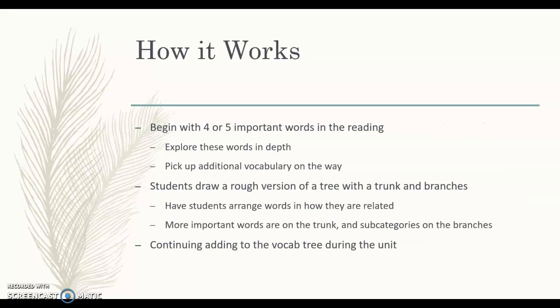So, how it works. We'll start by beginning with 4 or 5 important words in the reading, and these will go on the trunk of the tree. These will be words that we'll explore in depth, and we'll pick up additional vocabulary on the way. Then students will draw a rough version of a tree with a trunk and multiple branches, and we'll have students arrange these words by how they are related, putting the more important words on the trunk and the subcategories on the branches. And as long as the unit keeps going, we'll continue adding to the vocab tree during that unit.